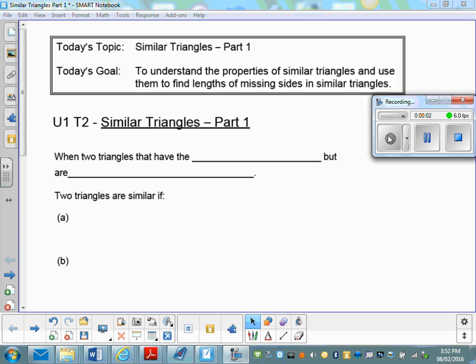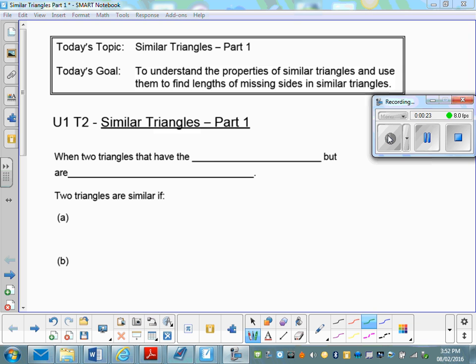Hi everyone, so we're going to start our trigonometry unit, taking a look at similar triangles part 1. Our goal is to understand the properties of similar triangles and use them to find the lengths of missing sides in similar triangles. So first off, just a definition and some background here.